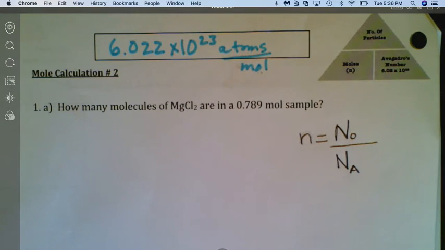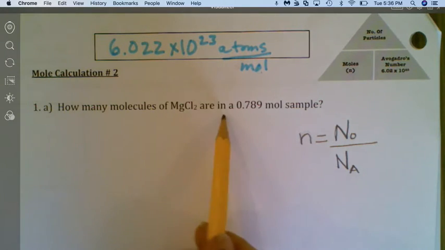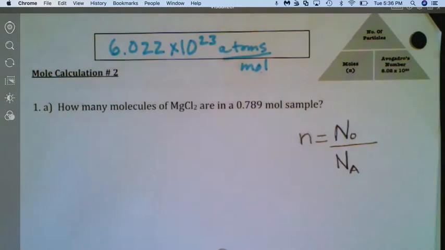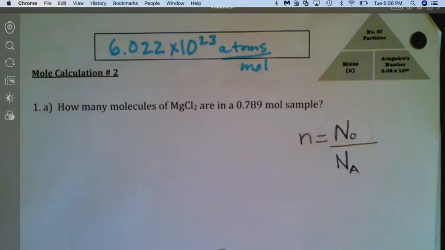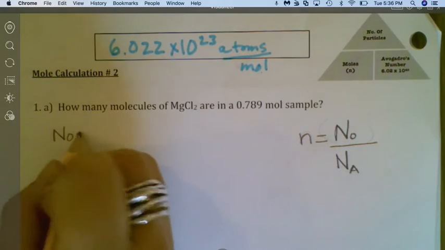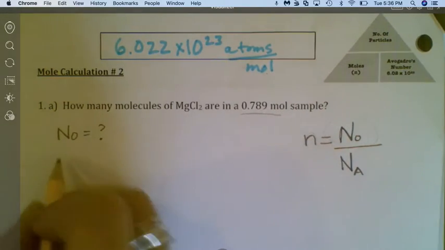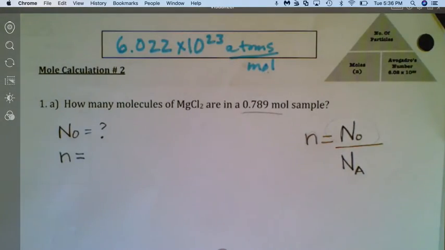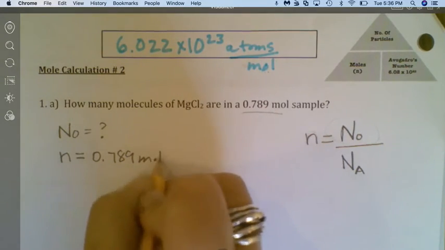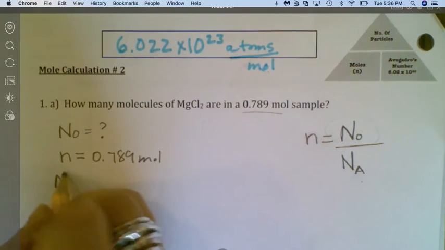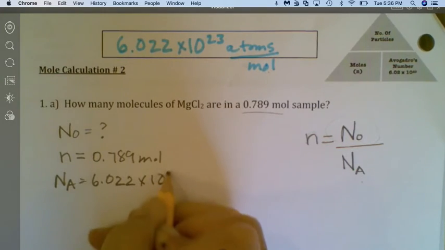So in this particular question, they're asking you how many molecules of magnesium chloride are in a 0.789 mole sample. So in this scenario, they're asking you for number of molecules. So that is our unknown. They give us moles, so that is our letter N. So our letter N represents 0.789 moles. And we always will know Avogadro's number. We always know that. That's just a number that we have to memorize.